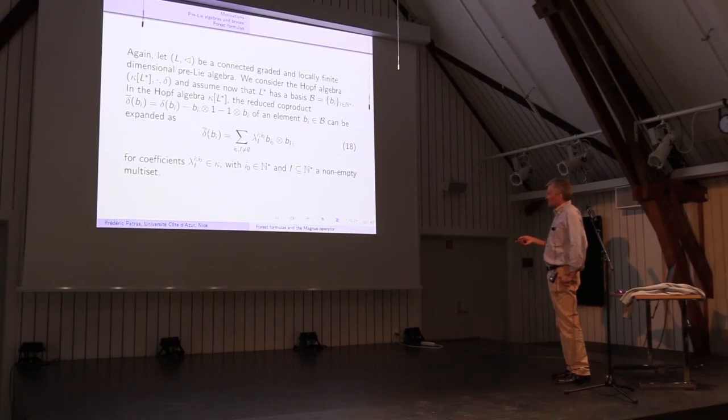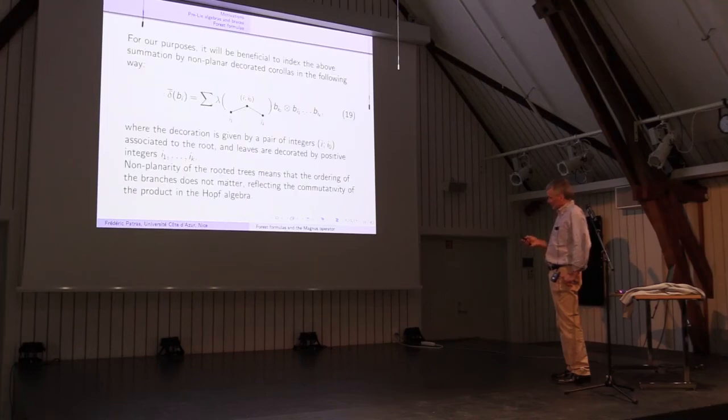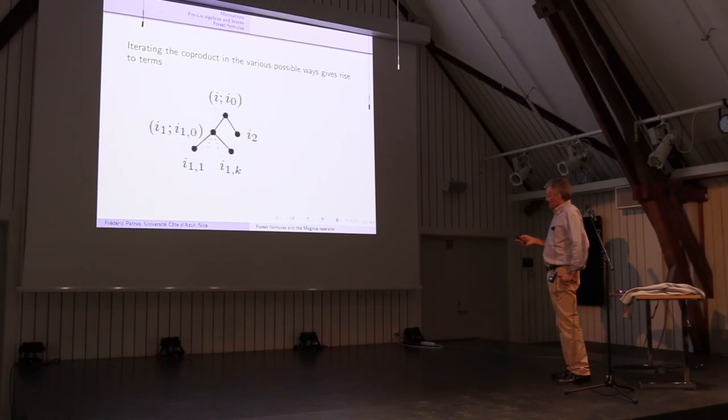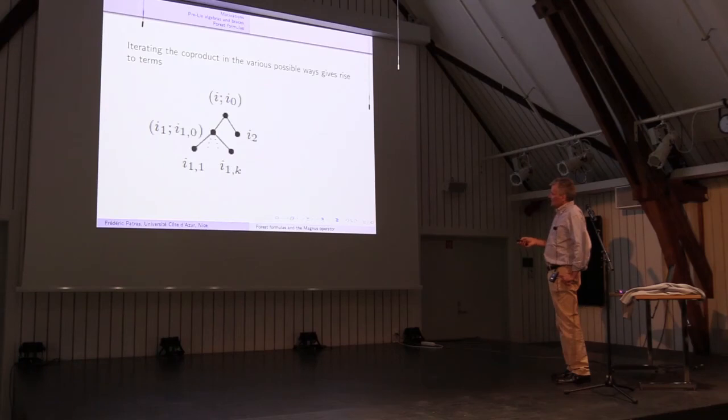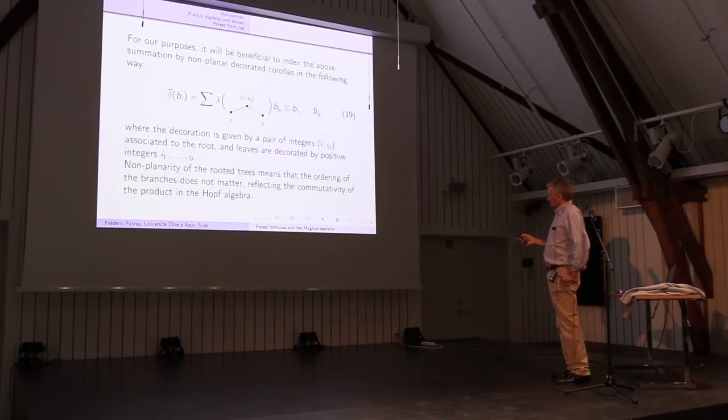Which means that I can represent graphically, and this is going to be the link with forest formulas. I can represent generically this coproduct as a sum involving the structural coefficients of the coalgebra and a graphical encoding of these terms that at first order is given by corollas. So trees with a root and a sequence of vertices directly attached to the root.